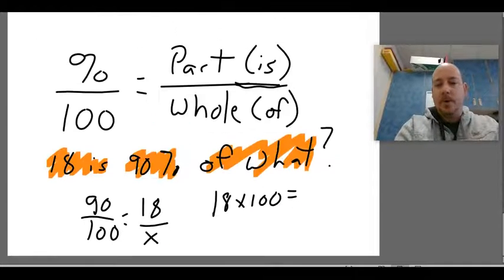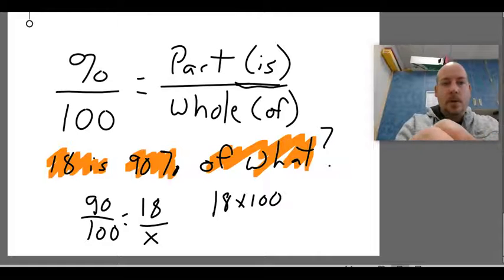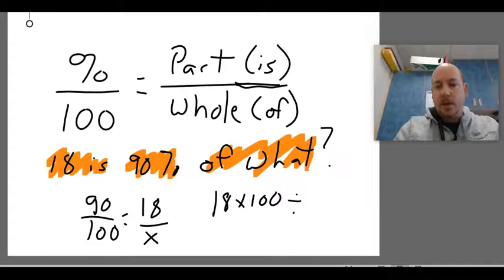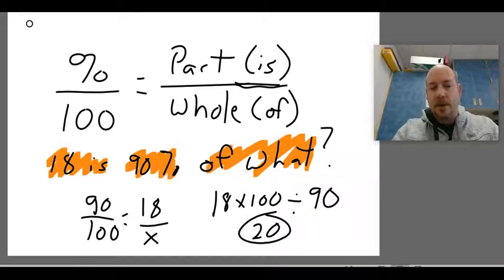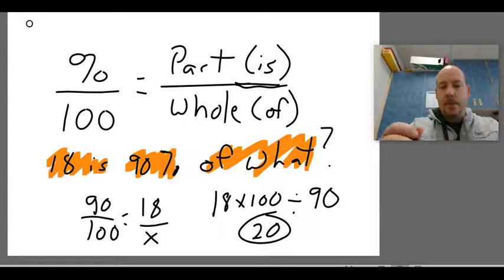Thing doesn't want to cooperate today. Divided by 90. Okay, again, we cross multiply and divide. So that is going to get us 20 as our answer. Okay, we think about 18 out of 20, that's really close to 100%, right? That's 90.